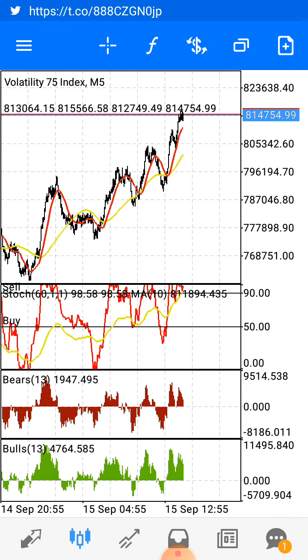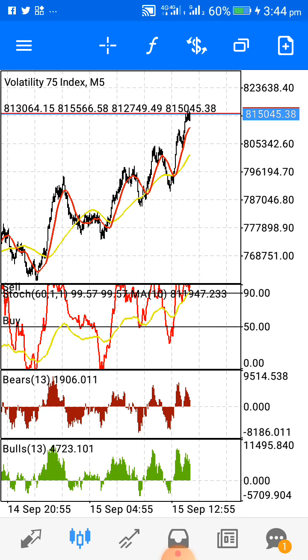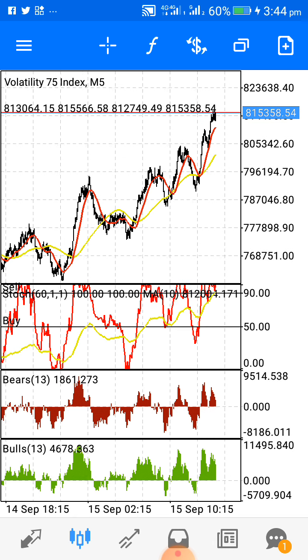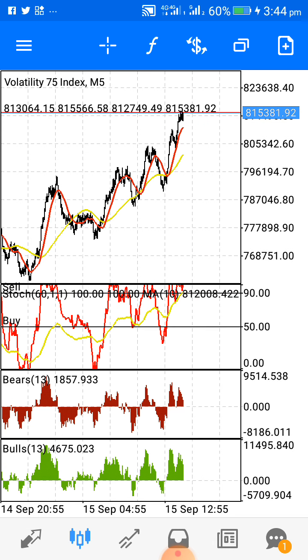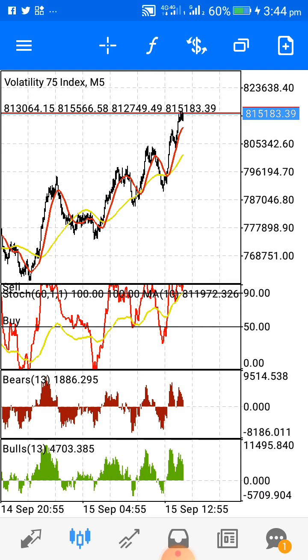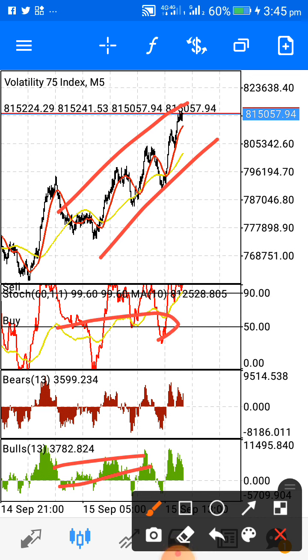Now when you see a market move like this, let me tell you something very important. It is the market movement that determines the type of indicator to apply. You don't just see any market and then apply any indicator. No, it is the movement of the market, the pattern of the market, that determines the type of indicator to apply. For instance, this market is trending upward. So we can apply the bull power here. We can also apply this indicator here.